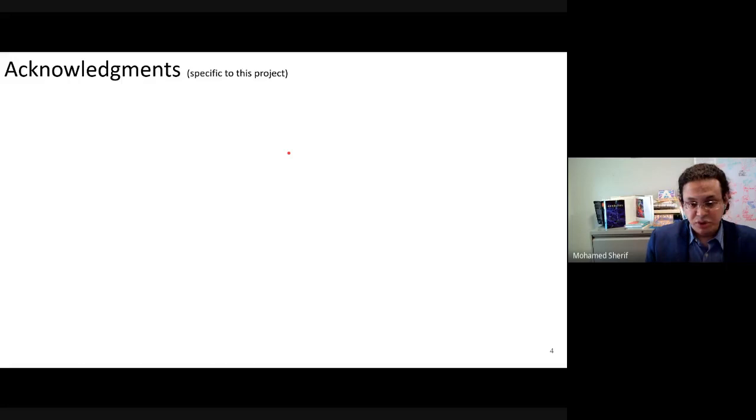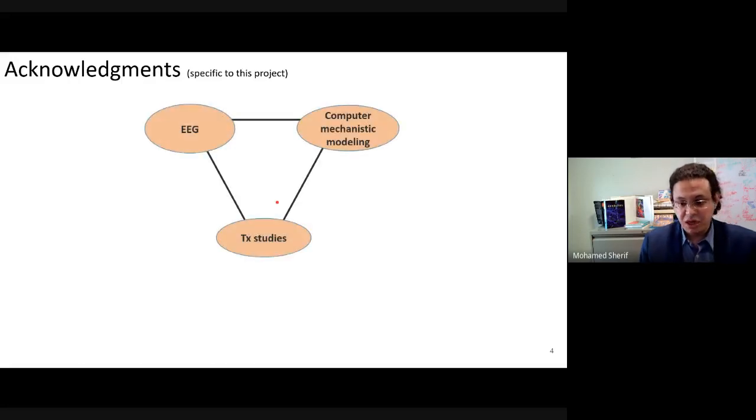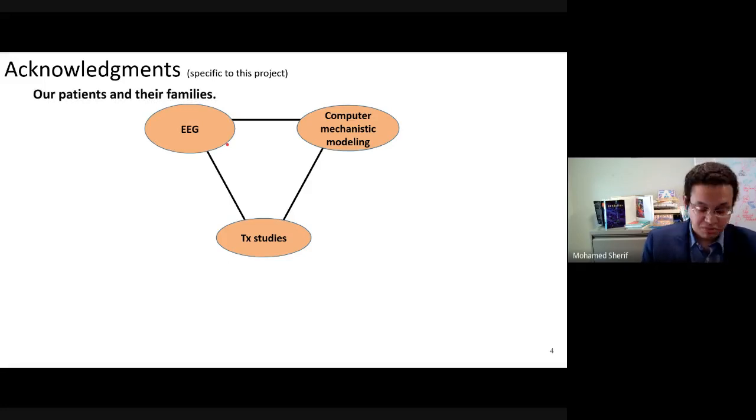I like to usually start with acknowledgements. What I'm going to talk about today is how we try to understand the effects of a medication that we use to treat depression. So it's a treatment study, and for that we are using EEG, and we're using computer simulations to infer what microcircuit changes are happening in the neocortex. It has three parts, and for each part there is a team that I'm very grateful to be working with. But beforehand, I want to thank our patients and their families for allowing us to do this kind of research.